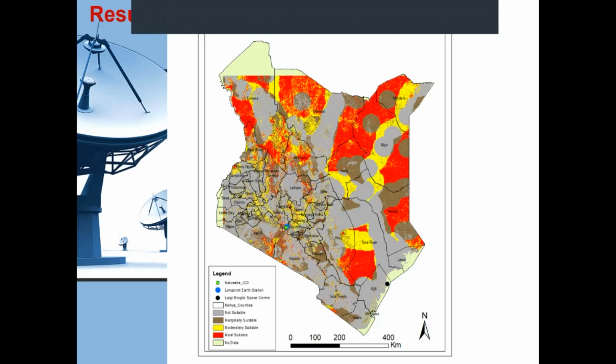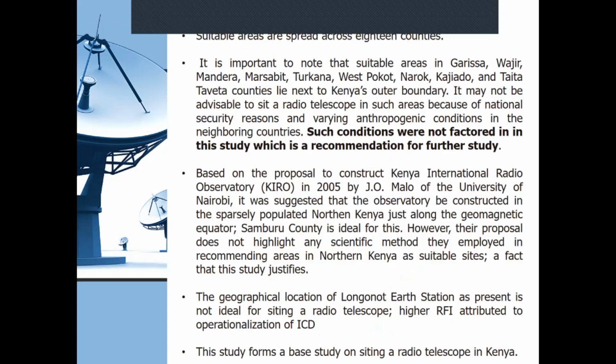Number two, there may be varying anthropogenic conditions in the neighboring country that you as astronomers within your own country may not get to know. You cannot even gazette a radio quiet zone. So to be in a safer space of operation, it's good to be just within your country, some very good mileage from the boundary.